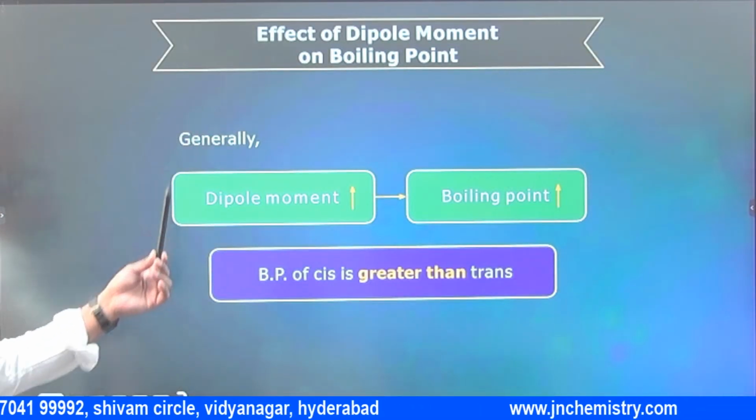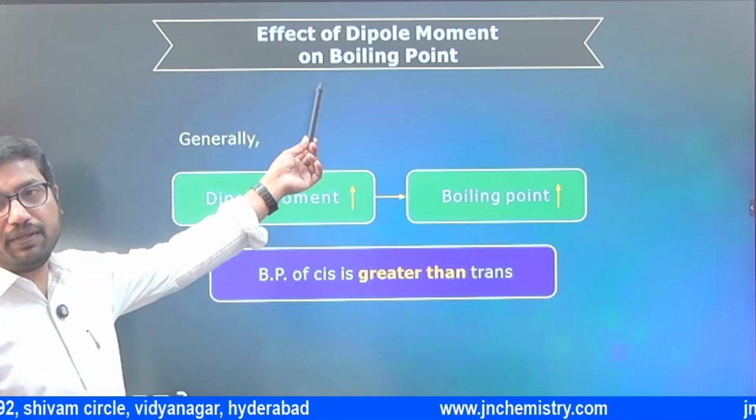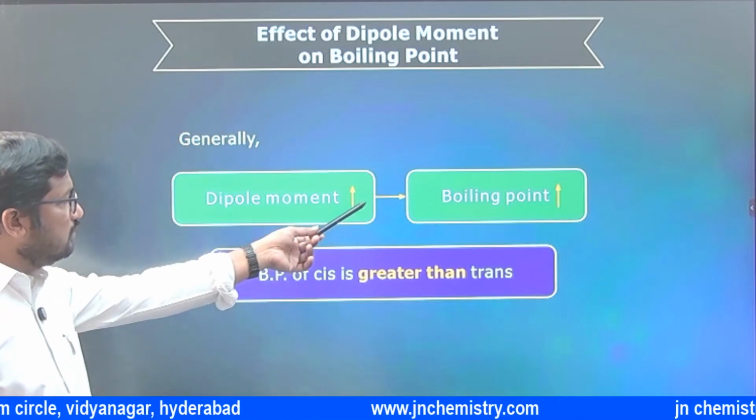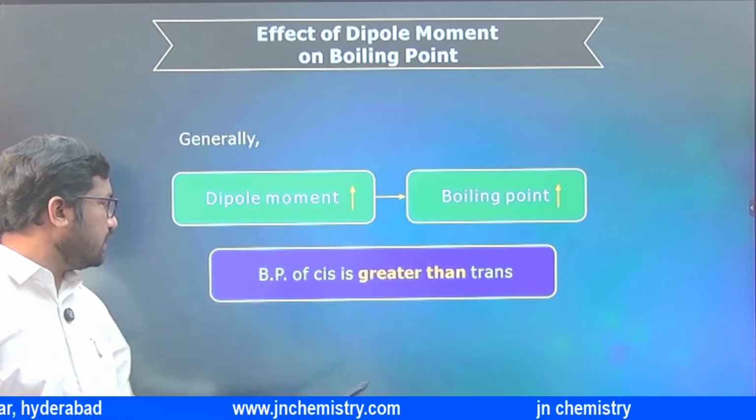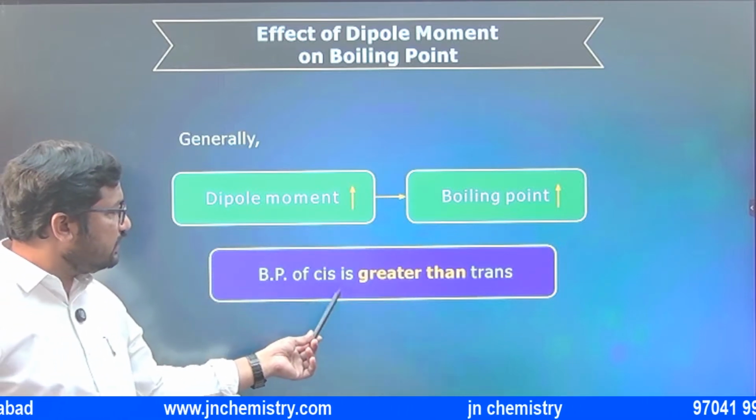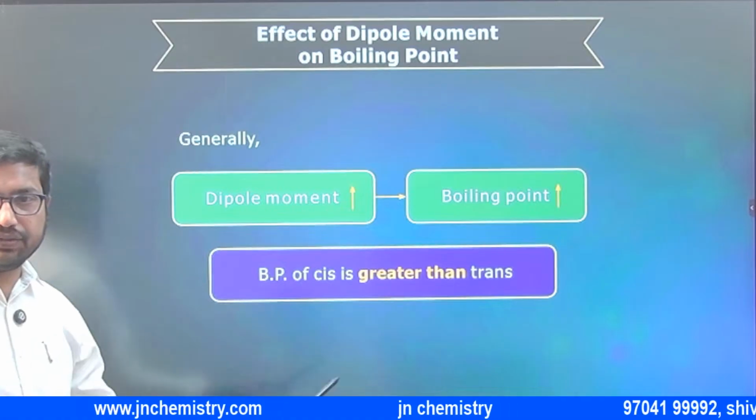Effect of, I already told you. Dipole moment is directly proportional to boiling point. If dipole moment increases, boiling point also increases. So the boiling point of cis is greater than trans, I already told you.